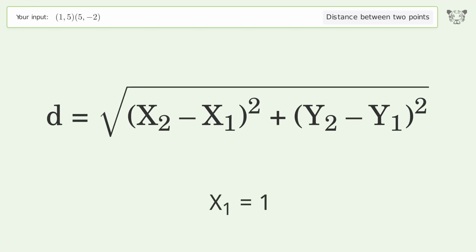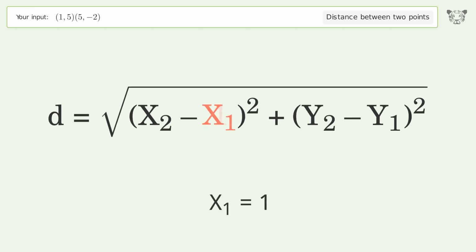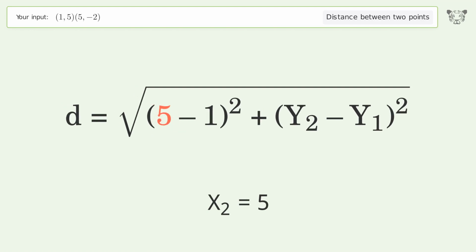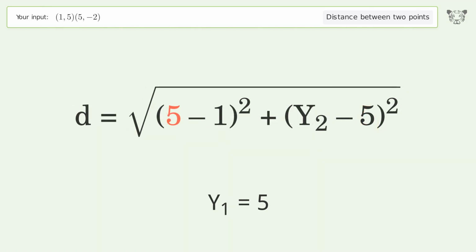x1 equals 1. x2 equals 5. y1 equals 5. y2 equals -2.